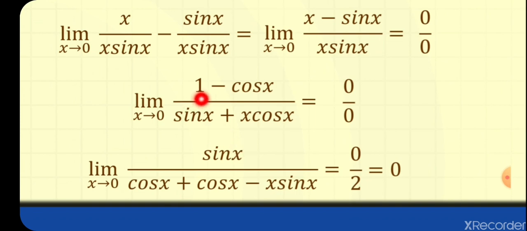The derivative of 1 is 0, the derivative of cosine x is negative sine x, so the negatives cancel and we have sine x over the derivative of sine x, which is cosine x. Here we have x cosine x: the derivative of the first is 1 times the second, plus the first times the derivative of the second, which is negative sine. Now use the direct substitution, the final answer is 0.